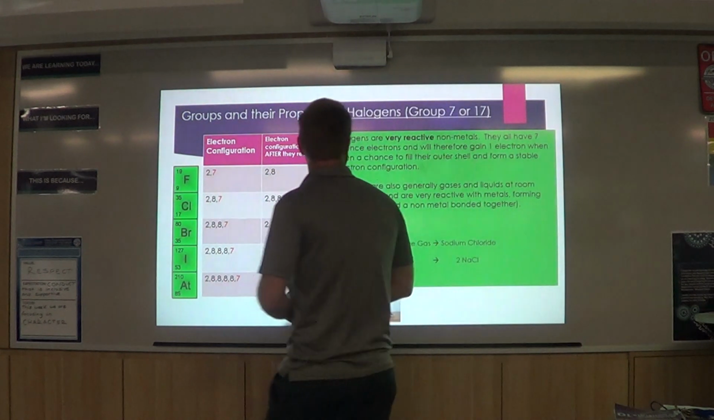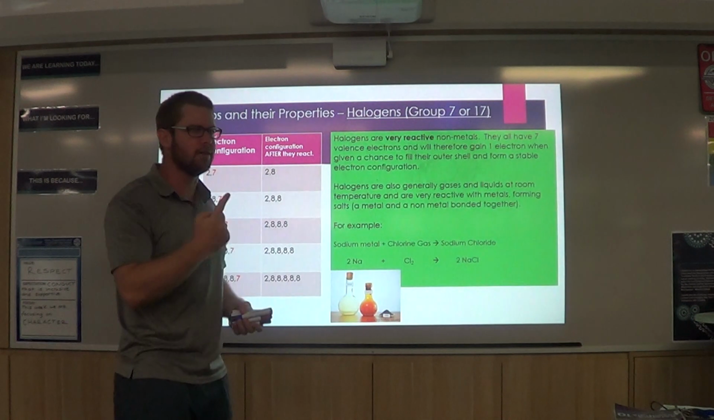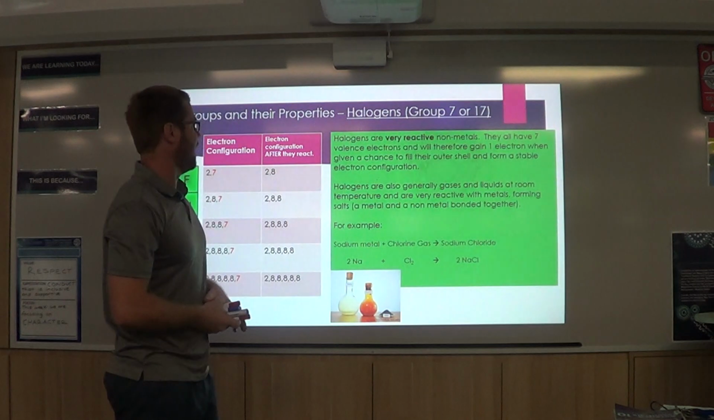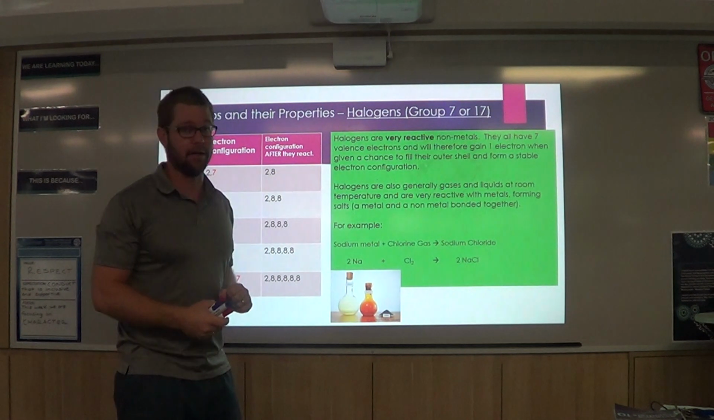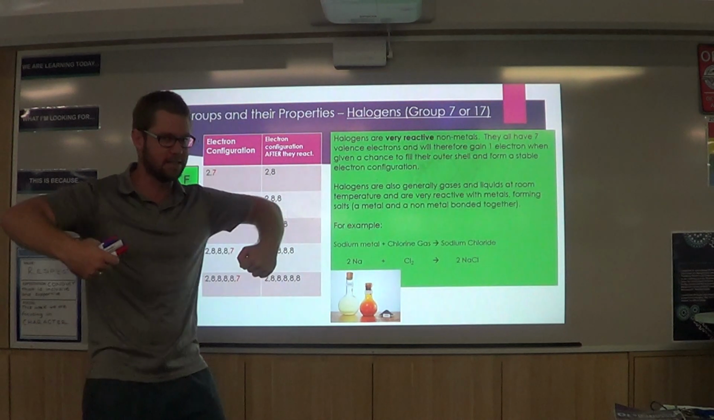So they all react the same way. They're very reactive because they only need one. So they're like the alkali metals, but the other side, they're very reactive. They're very good at taking electrons. Fluorine is absolutely the best at it. Chlorine not so good, and as they get down, they actually get worse at it. Fluorine is the best. He's the big unit.